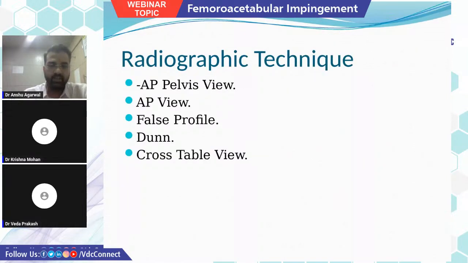Now, radiographic techniques which are used are AP pelvis view, false profile view, Dunn's view, and a cross table view in X-rays. We try to take the maximum number of X-rays to get the maximum information. There are multiple external impingement syndromes which are there, like iliopsoas, snapping hip syndrome, greater trochanteric pain syndrome, ischiofemoral impingement, and subspine impingement, which are also there.